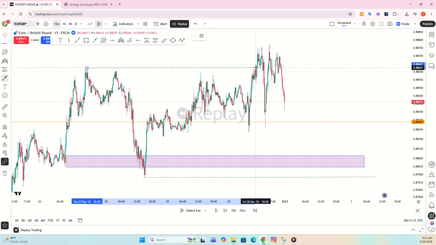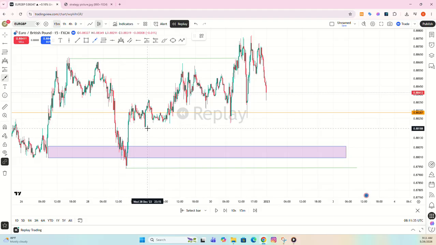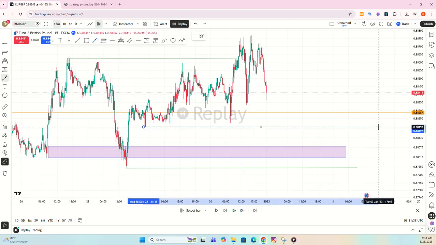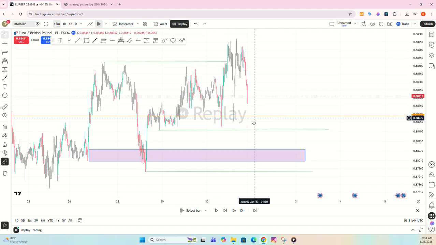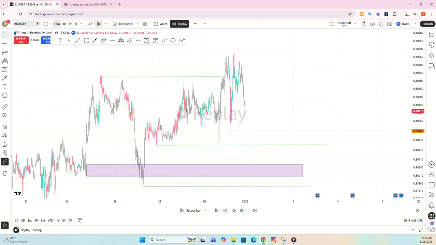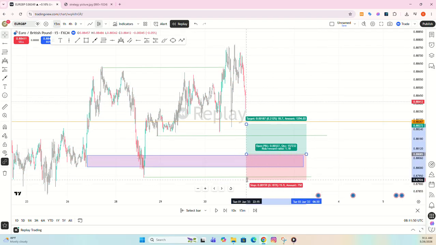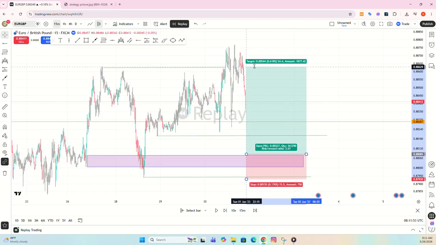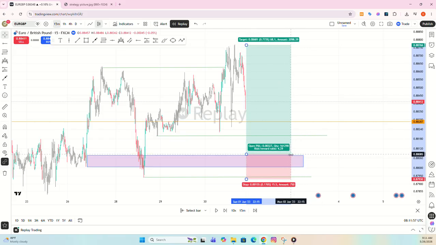So this is break of structure. This is our structural liquidity. Let's plot this and see what happens. It's giving us first for risk reward. So let's plot and see what will happen.